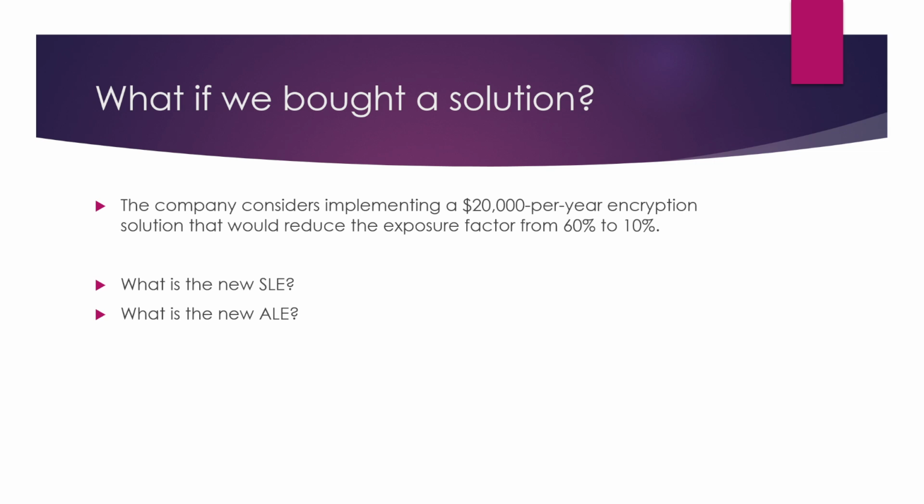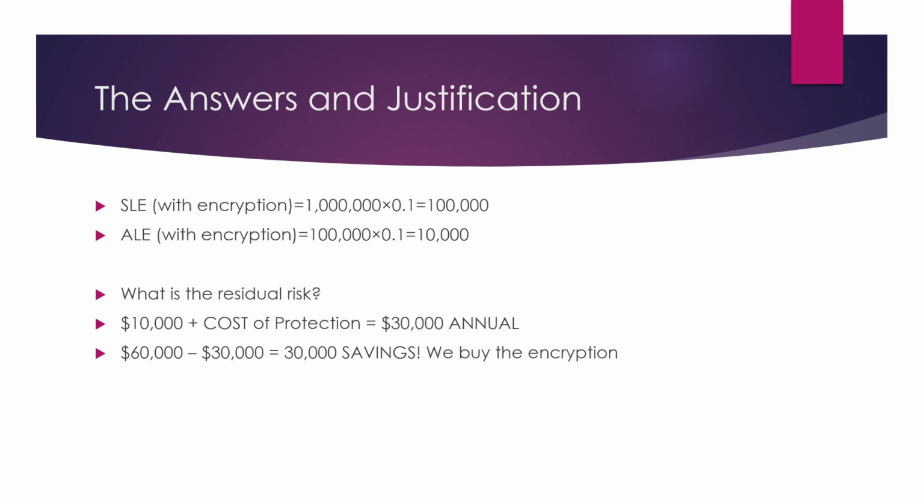So what if we bought a solution? The company is considering implementing a $20,000 a year encryption solution that would reduce the exposure factor from 60% to 10%. What would that look like? Well, our SLE would be different, right? Because we have a $1 million asset. We would only lose 10%, which means we have a $100,000 SLE. So if our single loss expectancy is $100,000 and the annual rate of occurrence is every 10 years, if we divide it by 10, we would then get $10,000 for an ALE. It looks like this.